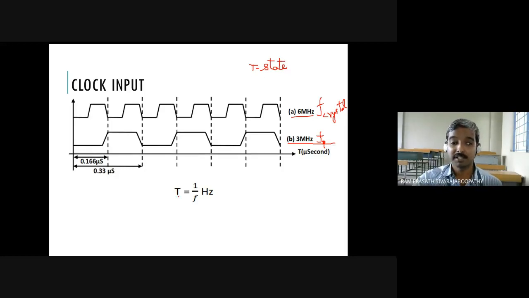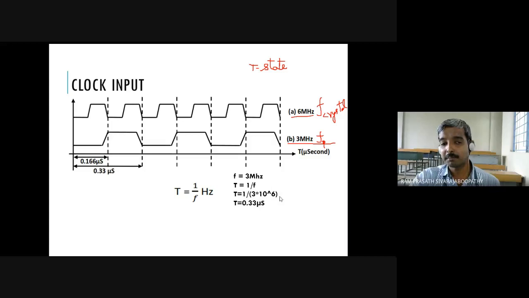So whether we say T state or capital T, it is the same. That is the reciprocal of the operating frequency. That means if my microprocessor is operating at 3 megahertz, what is the time period? 1 by f, that is equal to 1 by 3 mega. What is mega? 10 to the power 6. If I calculate, what do I get? 0.33. The value of 1 by 3 is 0.33.